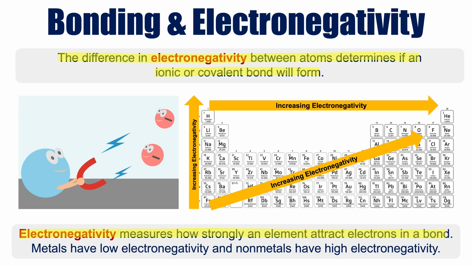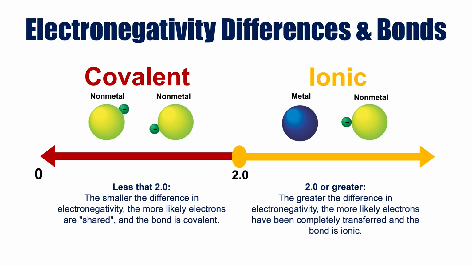What we're going to do is take the difference in electronegativity between two atoms and use that difference to figure out whether an ionic or a covalent bond would form. If the difference in electronegativity is 2.0 or greater, you're most likely going to have an ionic bond being formed, and the electrons are going to be completely transferred. If the difference is less than 2.0 all the way down to 0, you're going to have a covalent bond being formed instead, and the electrons are going to be shared instead of completely transferred.